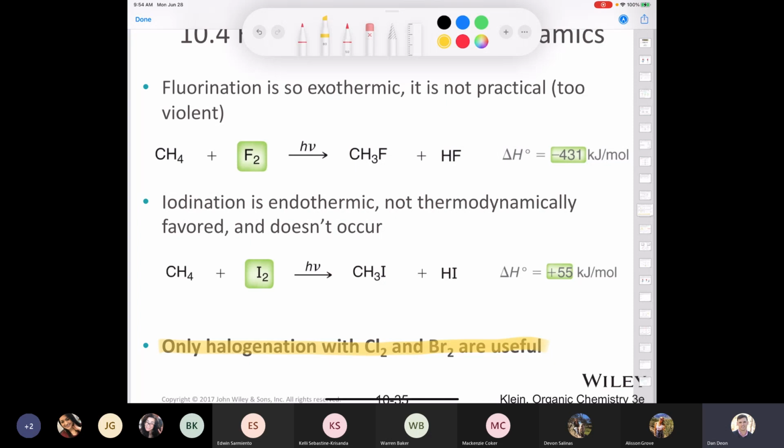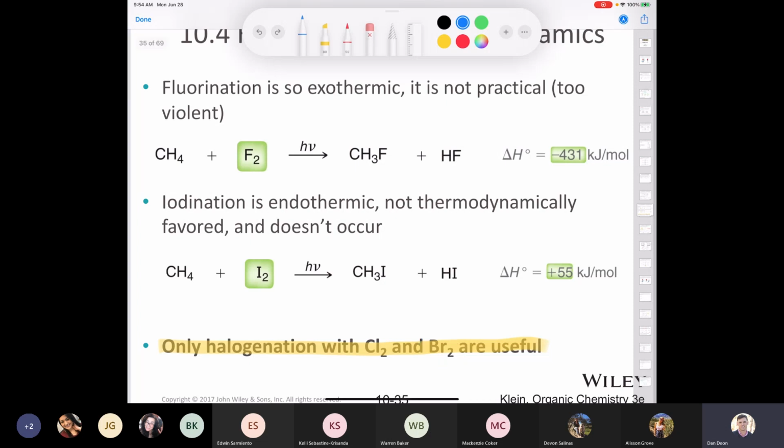Well, now what we're going to do is look at the difference between chlorination and bromination, because I'm here to tell you, my friends, that once we get to the end of this section, you're going to realize that bromination is more useful. Chlorination is useful. It's got its place. But it's not nearly as useful as bromination. And I'm going to explain the reason why that is.